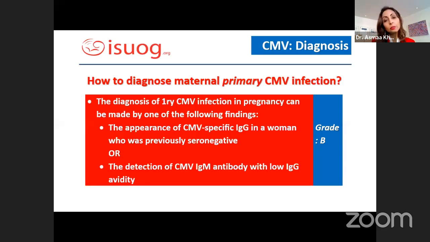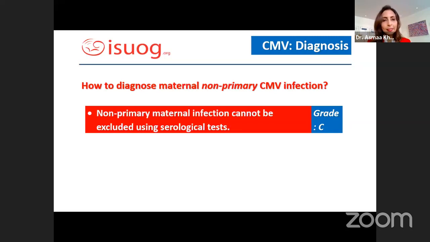The other thing is that if you detect CMV IgM antibodies with low IgG avidity, the IgG avidity is a test that looks at how mature these antibodies are. The rule is that if you have low avidity, less than 30%, that means the infection occurred within the preceding 3 months, while if the IgG avidity is high, that means the infection occurred more than 3 months ago. But generally speaking, my advice is that when you interpret the serology, it's useful to have a discussion with a virologist or a specialist so that you can get advice.